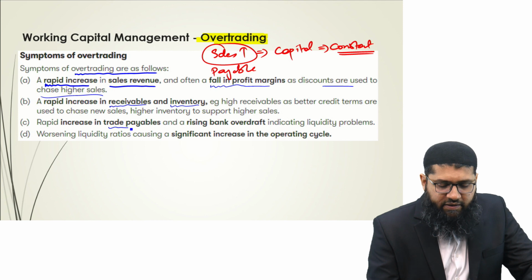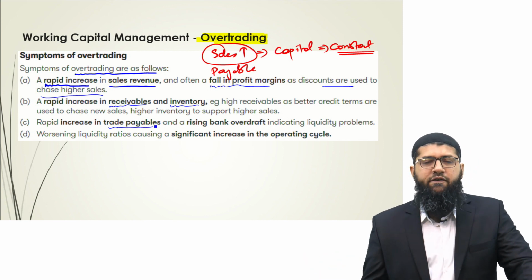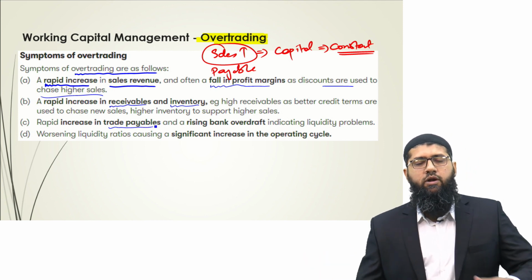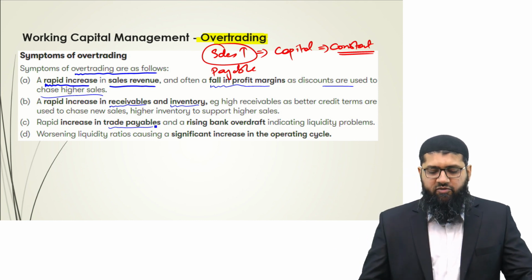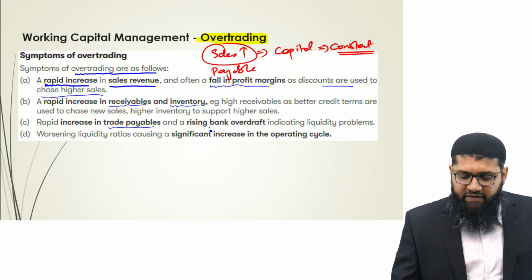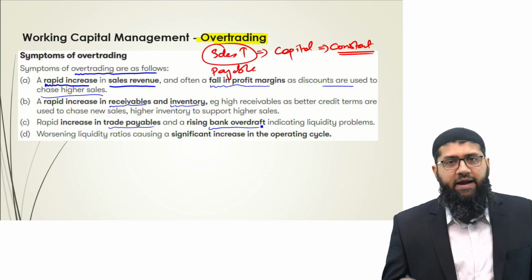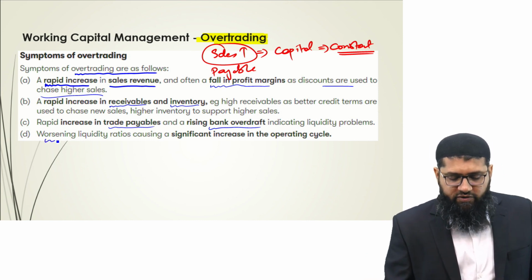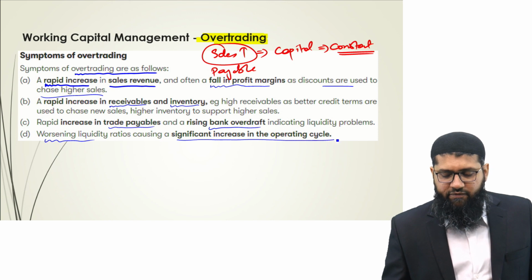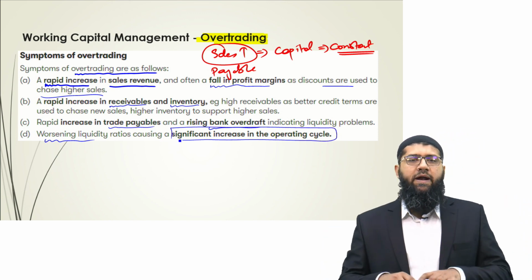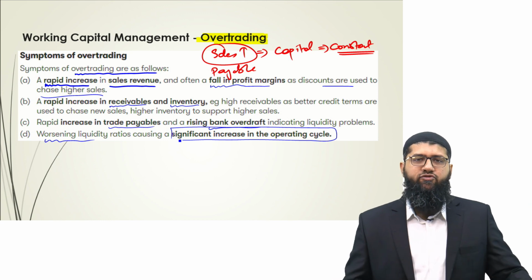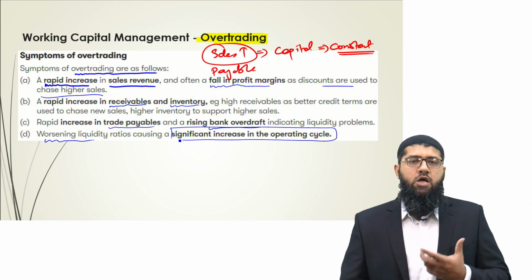A rapid increase in payables, why? Because where is it all funded from? From the suppliers. You are obtaining longer credit from the suppliers, and obviously the suppliers are going to be charging more. And the rising bank OD, indicating liquidity problems. Worsening liquidity ratios causing significant increase in the operating cycle. So it's a complete cycle that's actually destroyed when the company goes for overtrading.